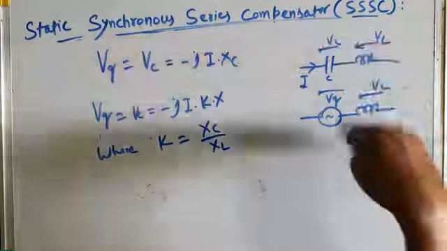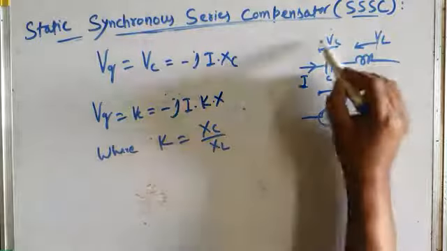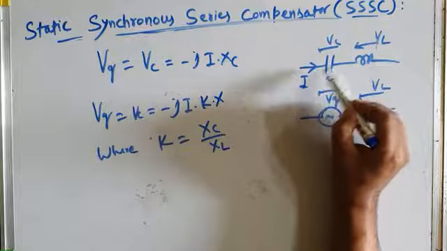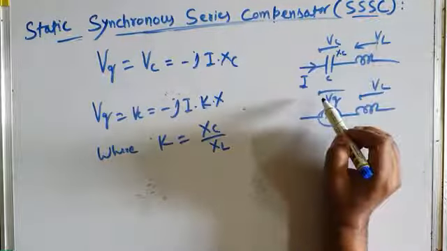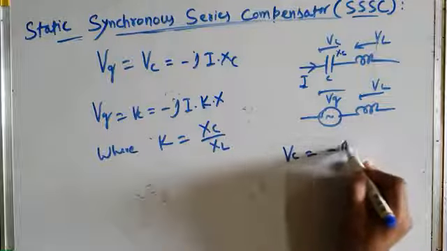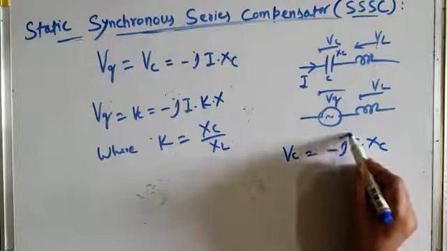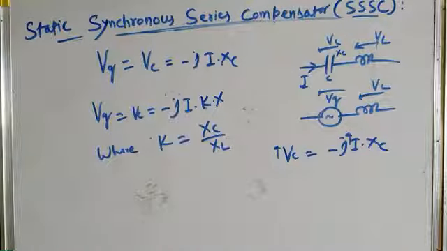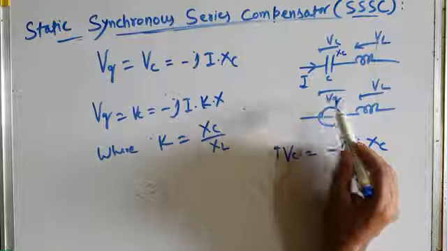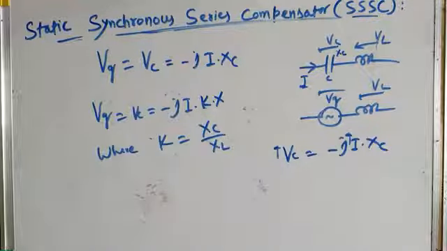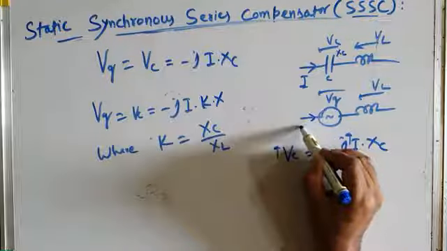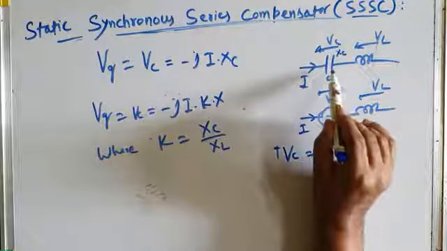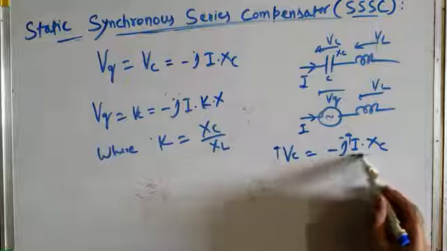The difference between the two compensation schemes is that in the series capacitive compensation scheme, the voltage across the capacitor is a function of current, because this capacitor has a fixed reactance XC, and VC is equal to minus jI into XC. As the transmission line current increases with increase in the load on the line, VC also increases. But in case of SSSC, this VQ can be made independent of current, because VQ is basically an injected voltage and it has nothing to do with this current. Here VC is basically the voltage drop across the capacitive reactance, and it is a function of current, as you can see from this equation.